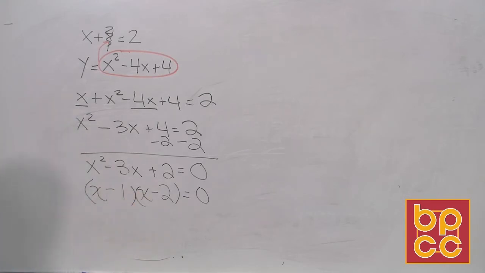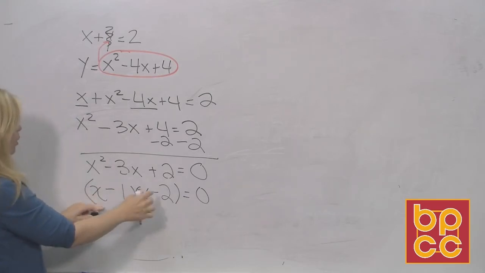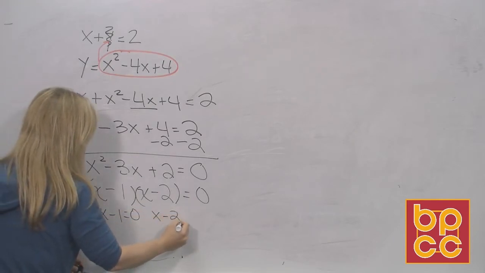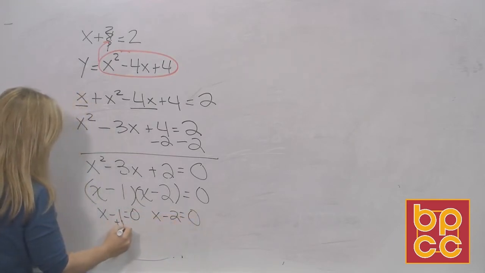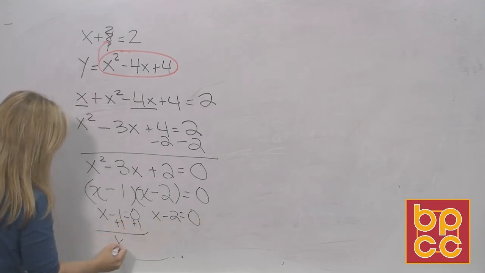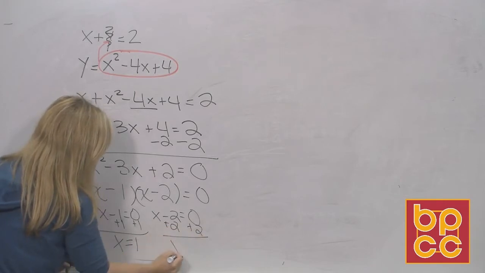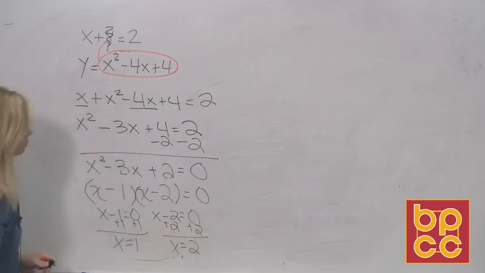Why do we factor a quadratic? To make 2 linear equations. So now we have 2 equations to solve. We set them equal to 0, and we solve each one. Our first solution is x is 1. Our second solution is x is 2. So far, so good? Great.